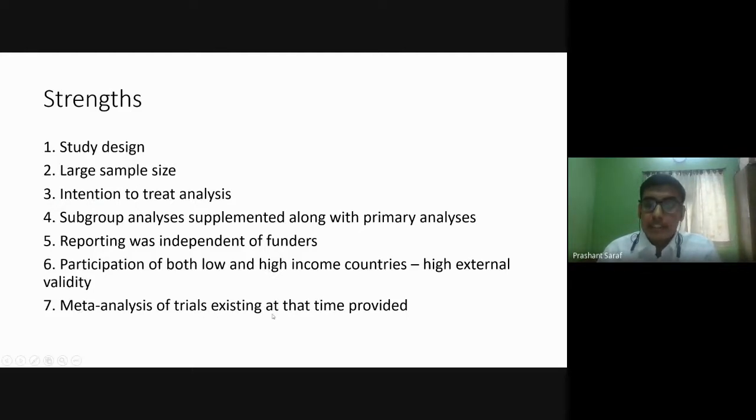A meta-analysis of trials existing at that time was provided in this study, like the ACTT, or the Adaptive COVID-19 Treatment Trial, and the Discovery trial. Other trials were mentioned, but I have not kept this in this presentation because the scope for today is randomized control trials.